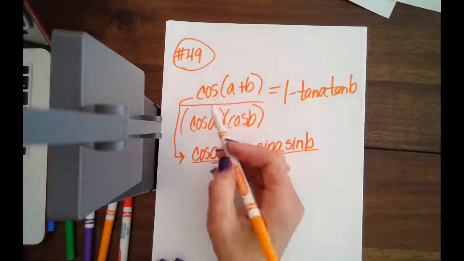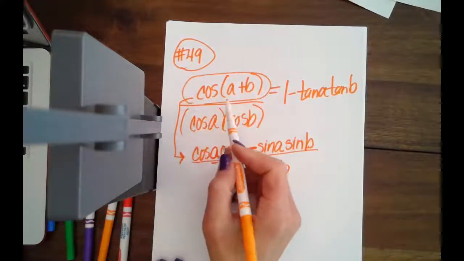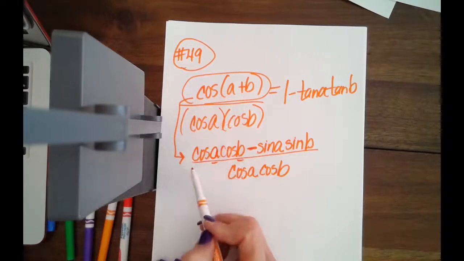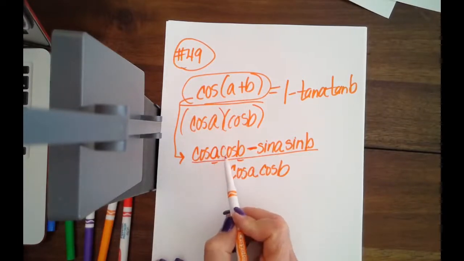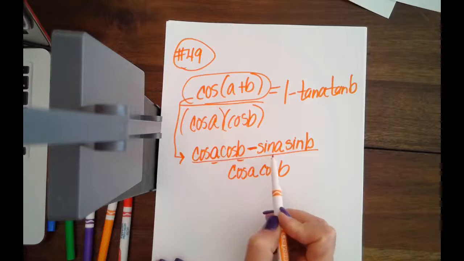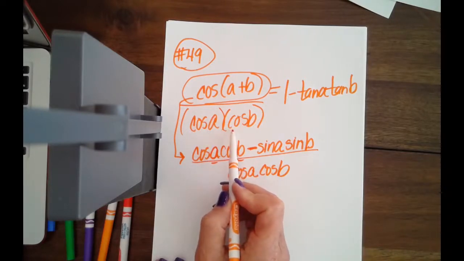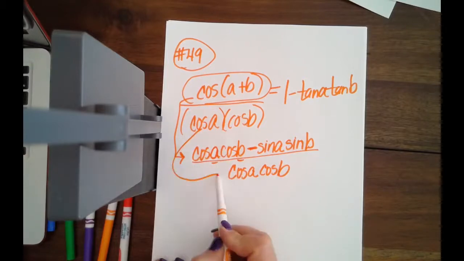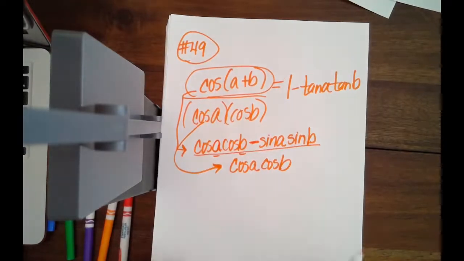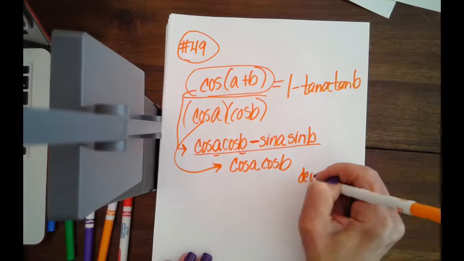All right, so I took this statement and we are applying the sum of cosine, which is cosine alpha times cosine beta minus sine of alpha sine of beta. And then I just put cosine alpha and cosine beta underneath because that's what the problem said to do. That's what they gave us.